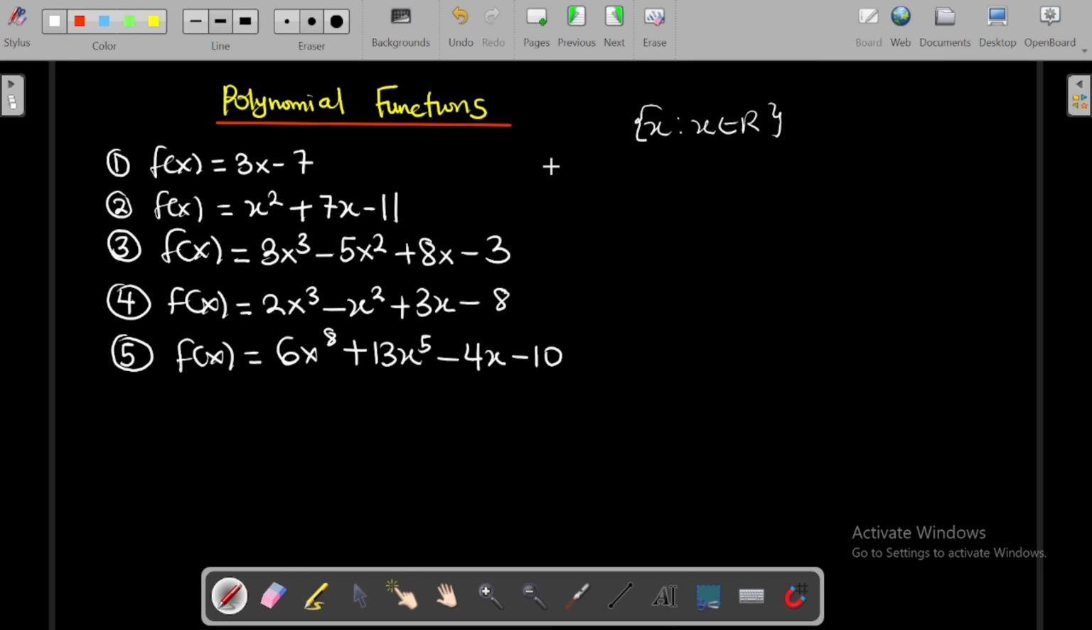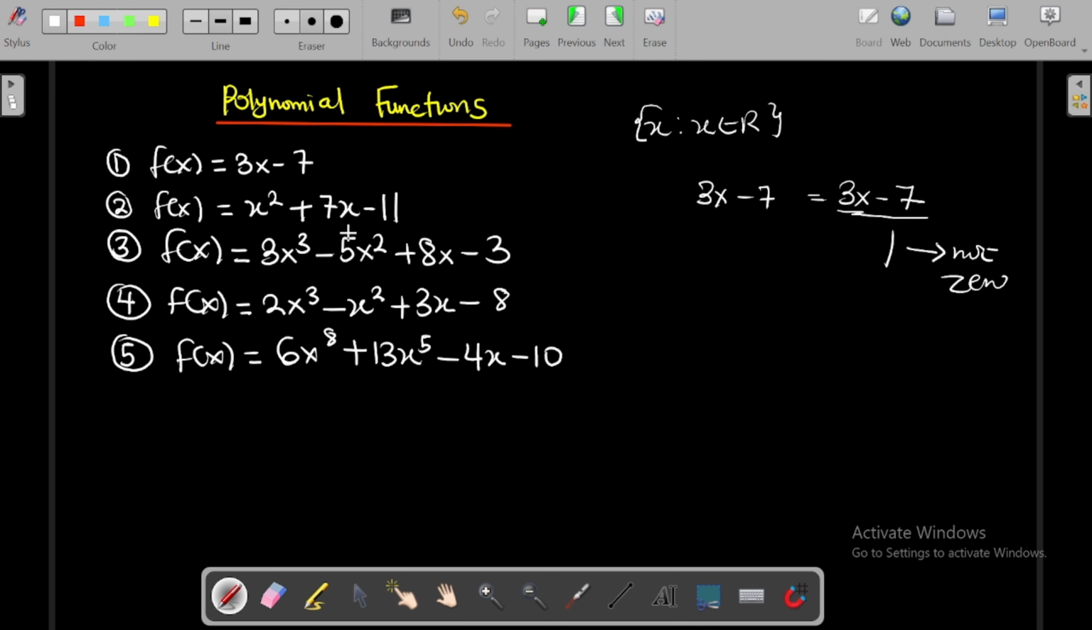This is because from our initial conditions of a real number being undefined, you realize that for each of the functions here, there is no denominator of 0 which can cause a function to be undefined. So for example, with the first question, 3x minus 7, the denominator is 1. So 3x minus 7 is the same as 3x minus 7 all over 1. This denominator of 1 is not 0. Hence, we cannot say that this function is undefined.